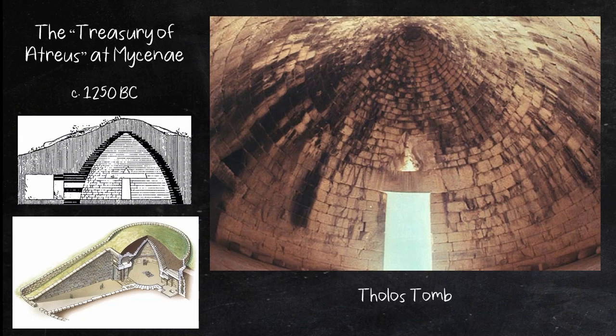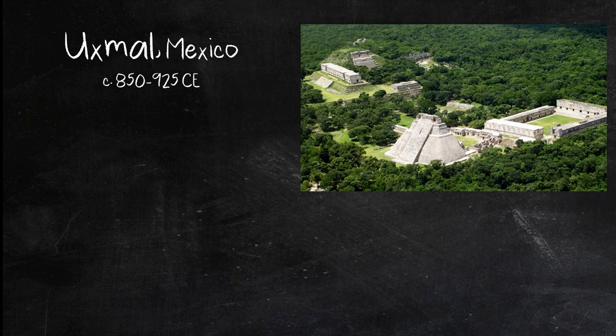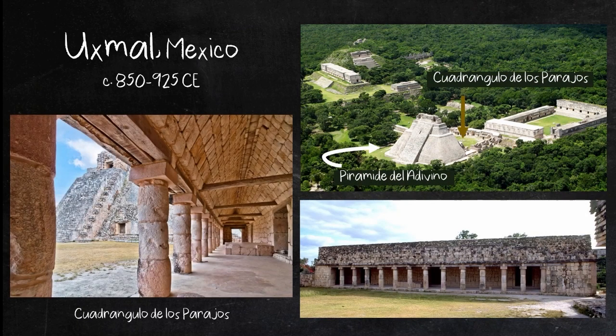We'll leave Mycenae now and turn to a completely different part of the world, to the ruins of the Mayan city of Uxmal in Mexico. The site's highlight is the so-called Pyramid of the Magician. And then just adjacent to it is a square called the Quadrangle of the Birds that is formed by long buildings with open fronts supported by columns. And as you can see, the columns are supporting a corbelled vault.